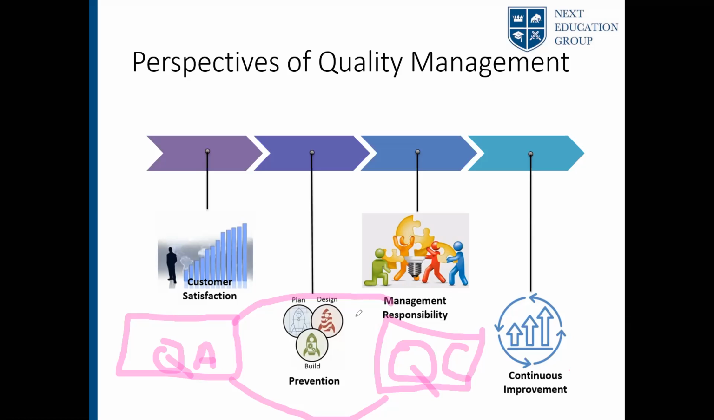And finally, the fourth perspective of quality management is continuous improvement. Today, what we consider standard, what we consider sufficient would not be enough in a year's time or two years' time. When you look at purchasing a car 10 years ago, you would probably look at whether it has good fuel economy?